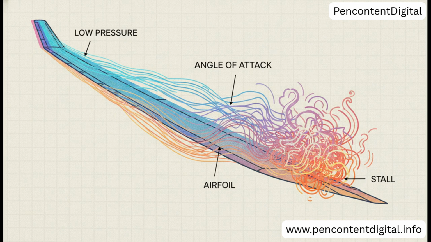Basically, it lowers the air pressure on the upper surface to generate that crucial upward lift, but we also have to manage the angle of attack. Pushing that angle higher increases lift, sure, but if you cross a critical threshold, the airflow separates from the wing, resulting in a sudden and very dangerous stall.